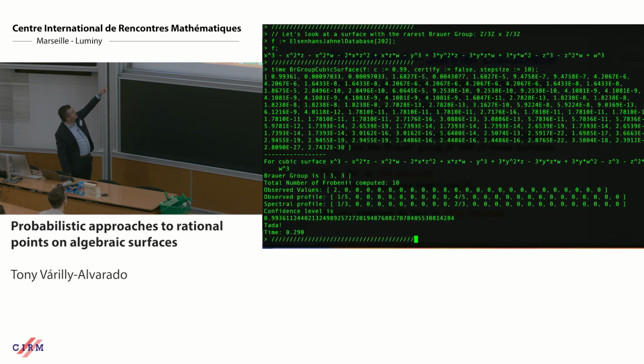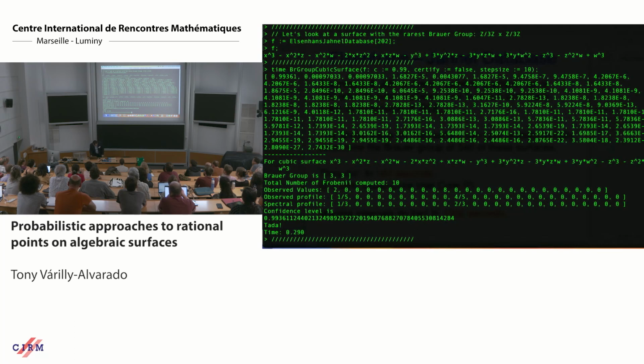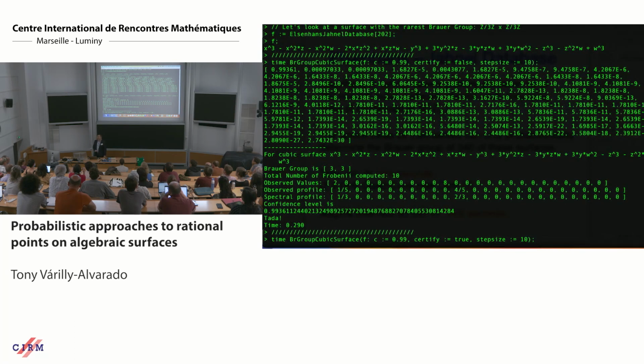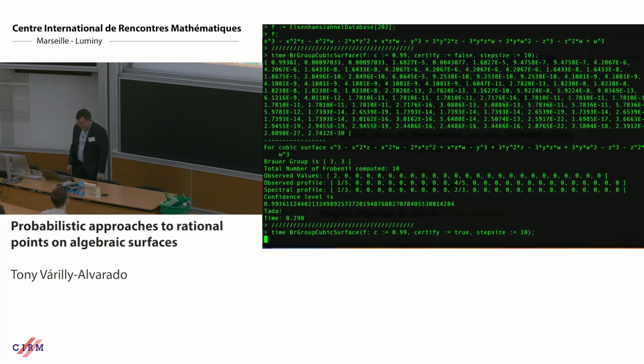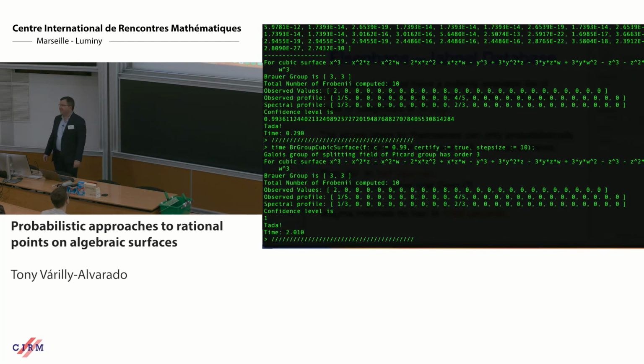So it says Brauer group is Z mod 3Z cross Z mod 3Z, and 10 Frobenii was already enough to give me a 99% confidence level. So, can I prove this one? Can the program prove it? Oh, apparently, yeah. That was the next thing I was going to do. Yes. The answer is yes. The program can prove this one. So it knows what the size of the Galois group is, and you can see the Galois group of the splitting field has order 3. So it's a really, really small Galois group, and it produces this crazy big Brauer group out of it.